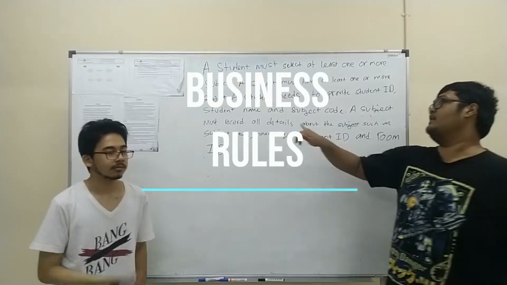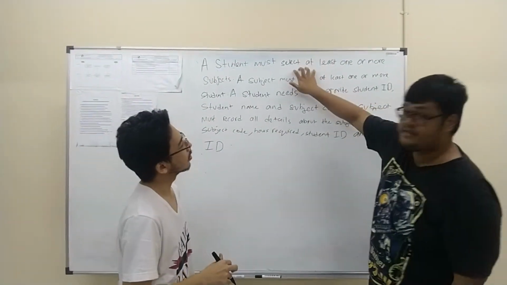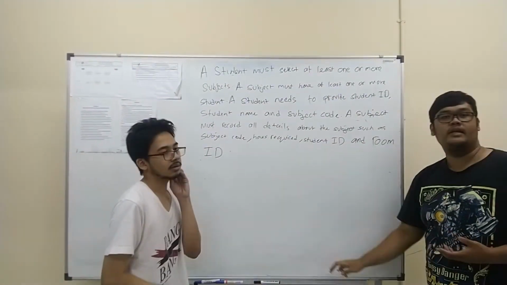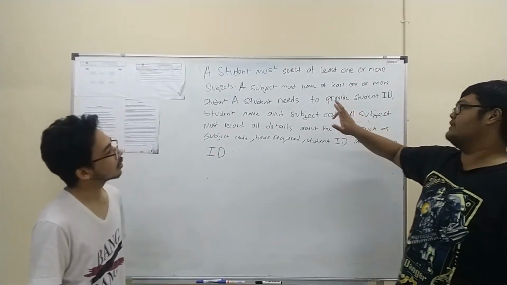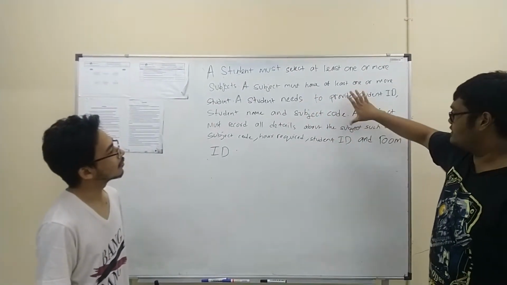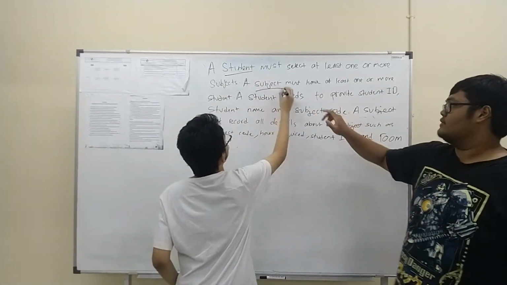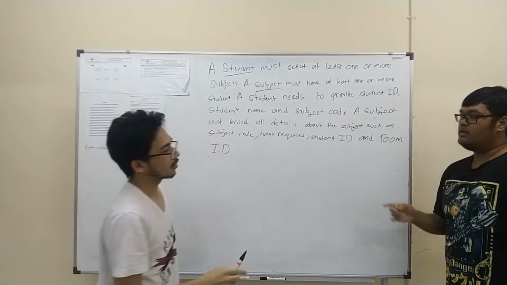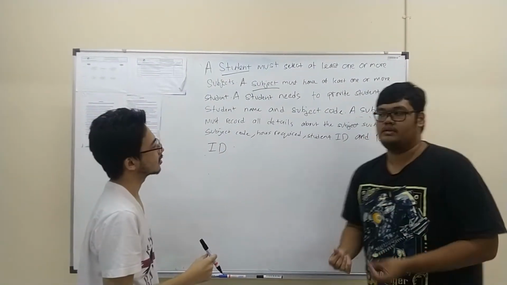We are going to be discussing how to change this business rule into a Crow's Foot ER diagram. Firstly, we have to find the entities. In this business rule, the entities are student and subject. Only two, so it will be much easier to convey the knowledge to you.